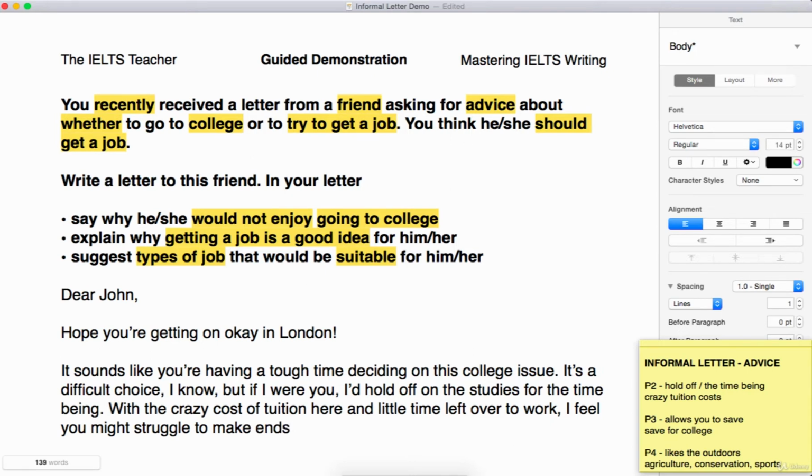Make ends, some of you will know, meet. Make ends meet, which basically means having enough money to survive, essentially. You might struggle to make ends meet. Okay, I'm just going to finish this with something nice and informal.